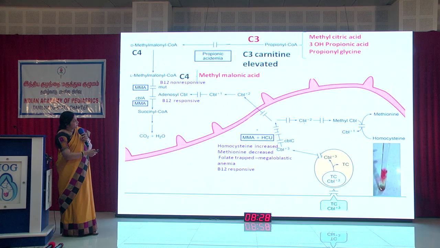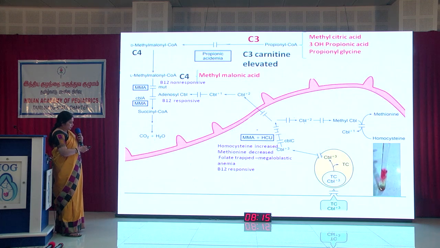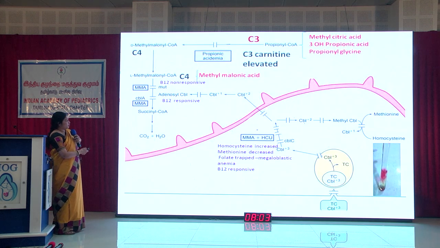If the block is here, only these three are excreted in urine. If the block is here, along with these three, methylmalonic acid is also increased. So by this you can confirm whether it is a block here or here. If methylmalonic acid is also excreted, it's a block here. But for this reaction, you need B12 in the form of adenosyl cobalamin, right?